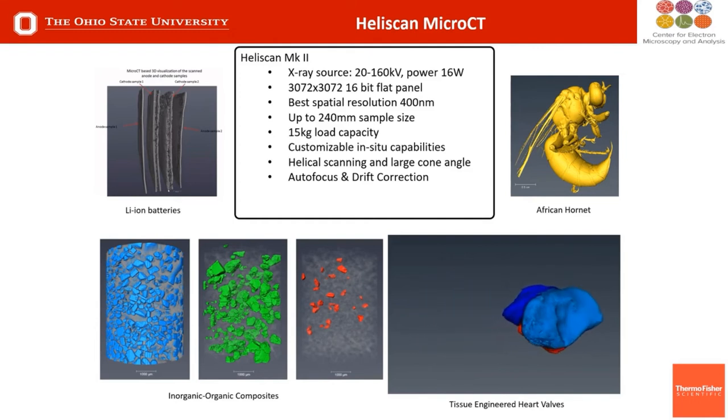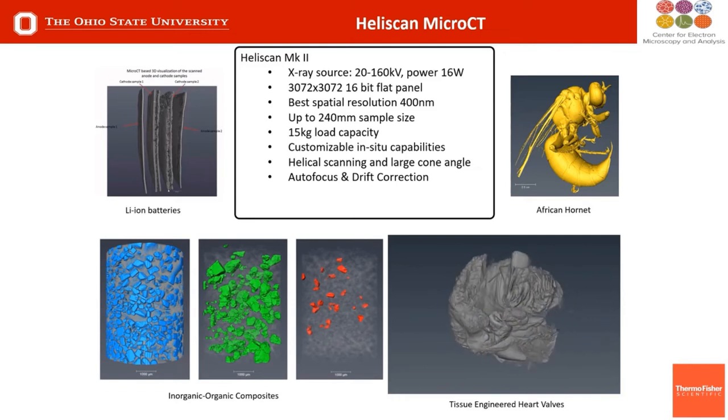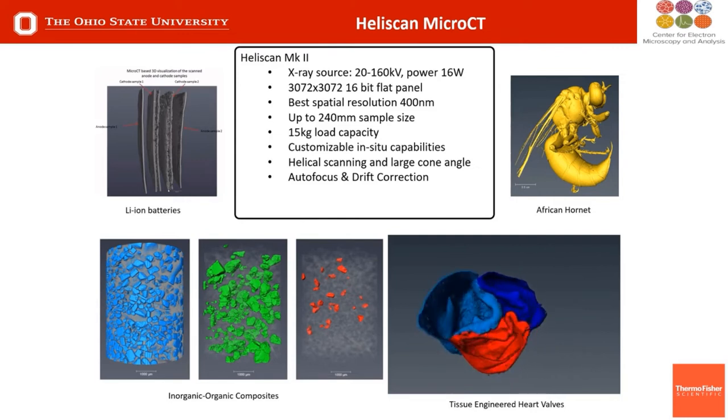We have a 3K by 3K X-ray detection panel, and this allows us to achieve a spatial resolution down to 400 nanometers, which is how we will span our length scales. Our chamber is rather large. We can hold samples up to 240 millimeters in size, and it can hold a heavy load, 15 kilograms.